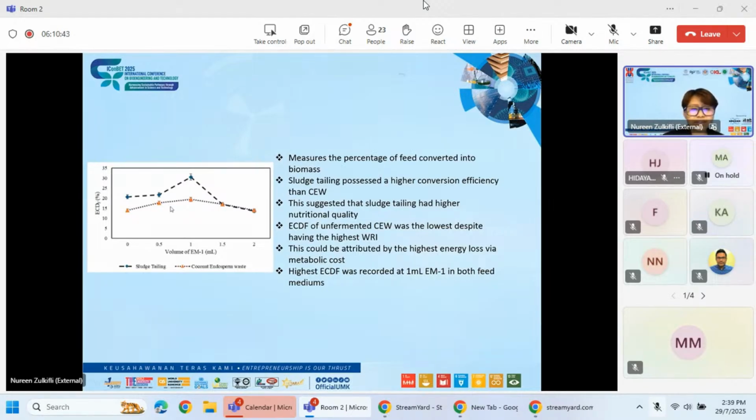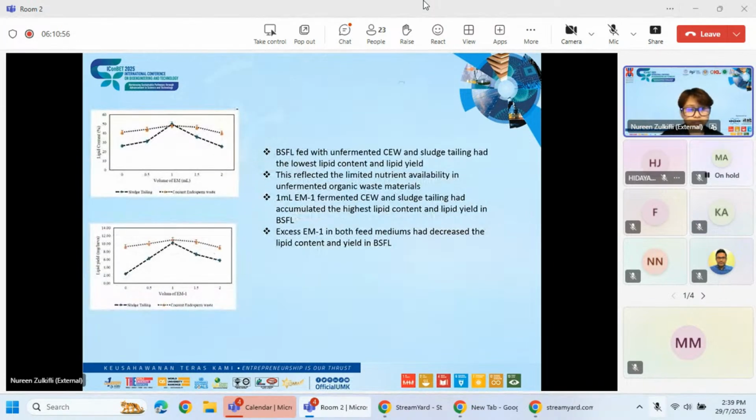And from here, you can see at 1 ml of EM1, the highest ECDF value is recorded. This suggested that 1 ml of EM1 is the optimal condition for the growth of BSFL.